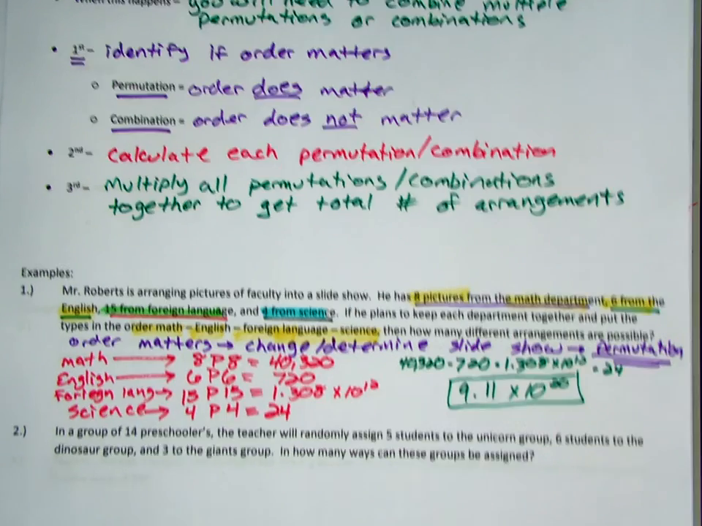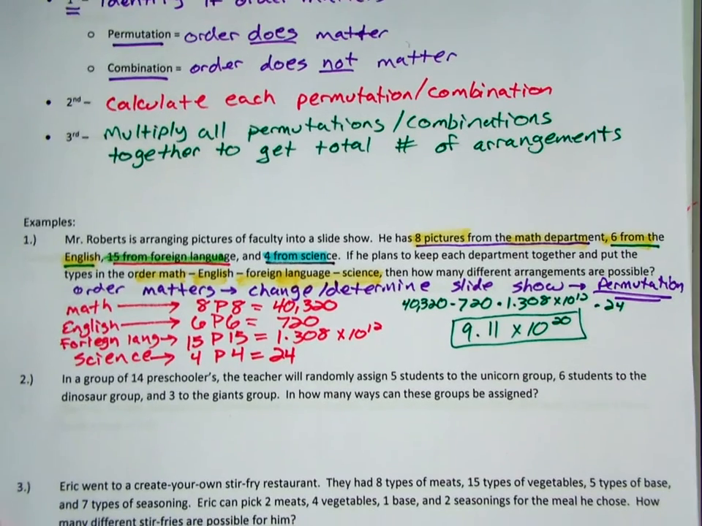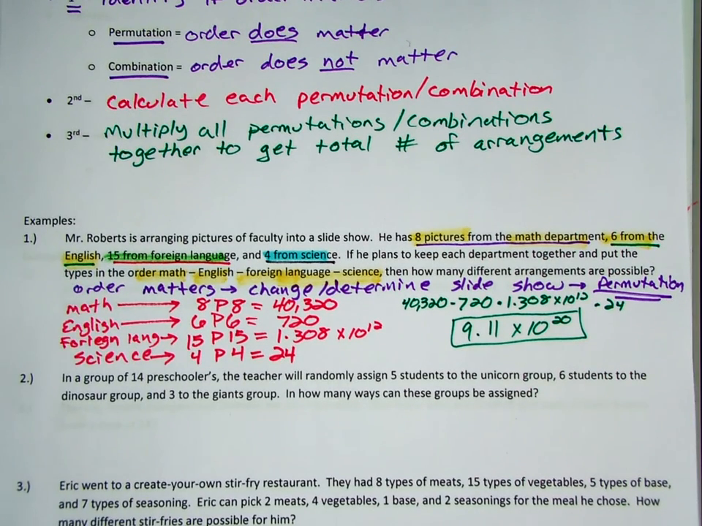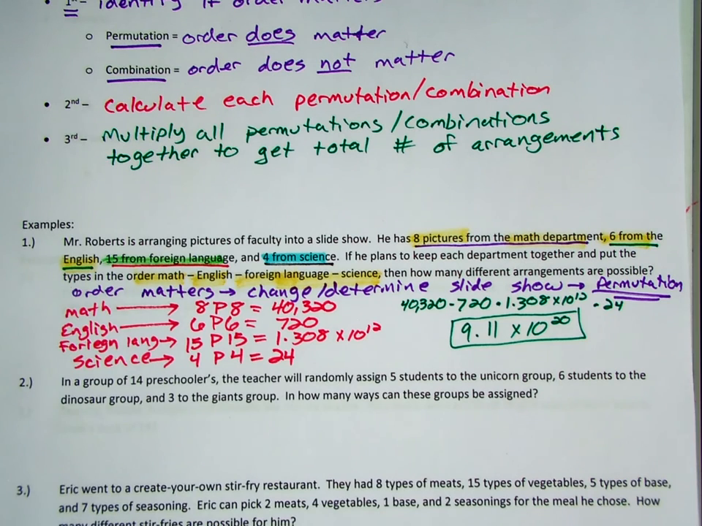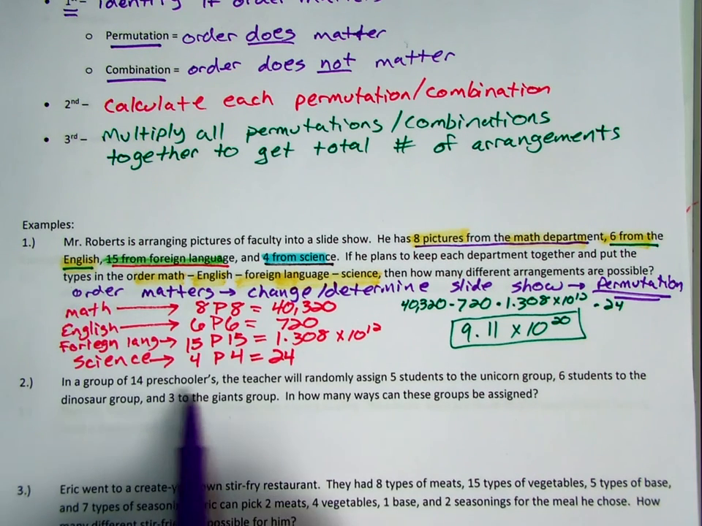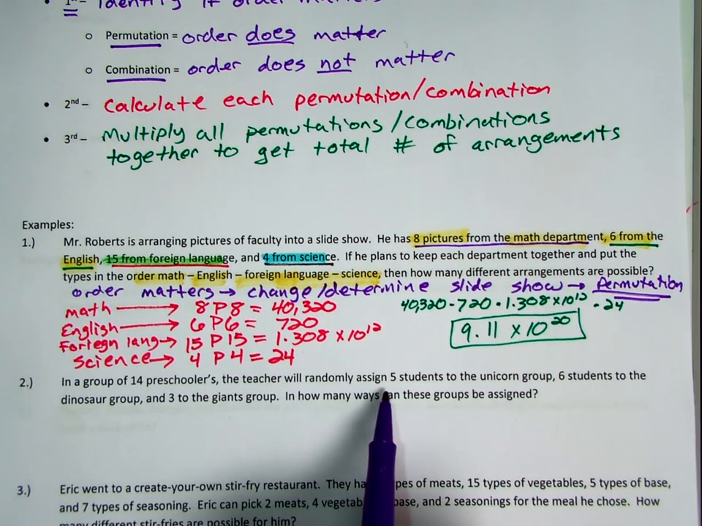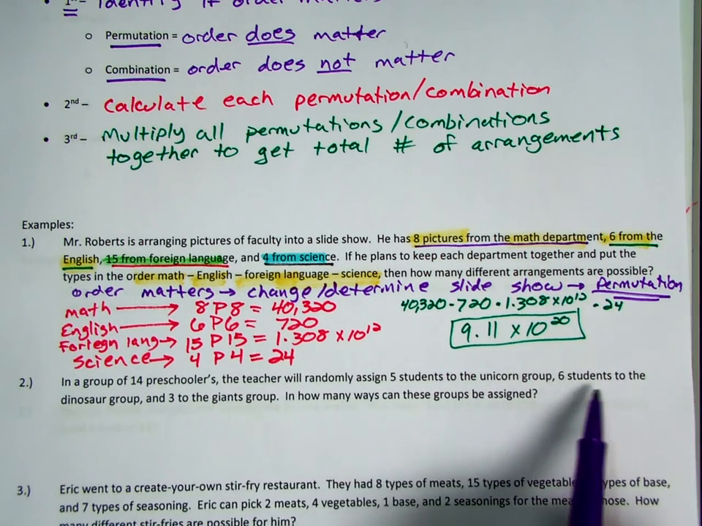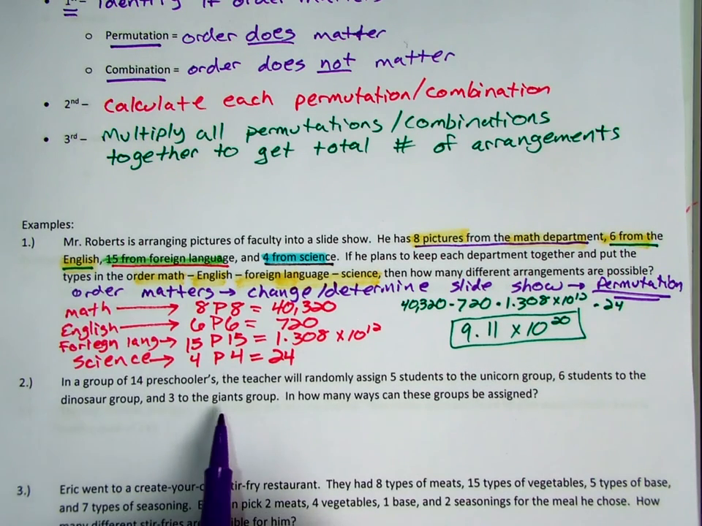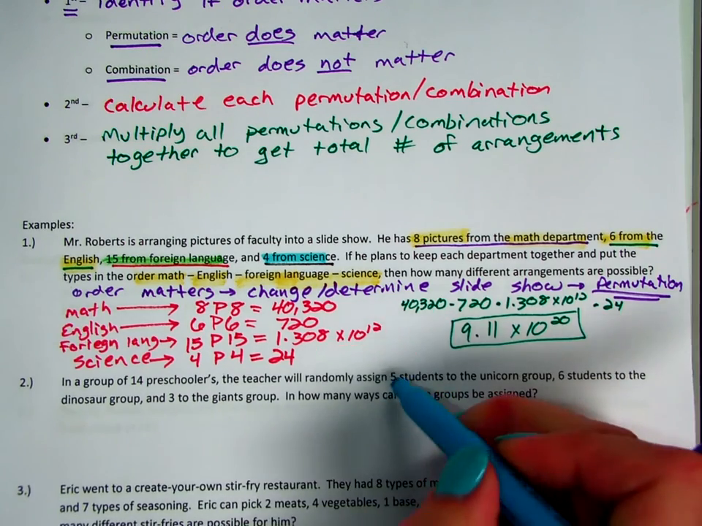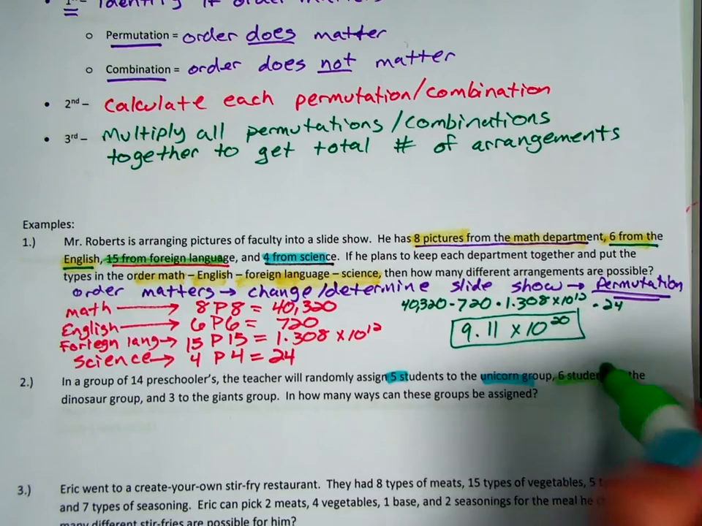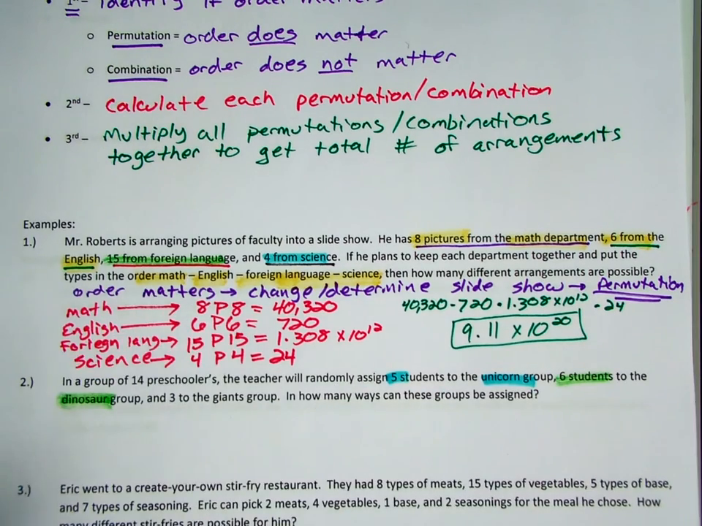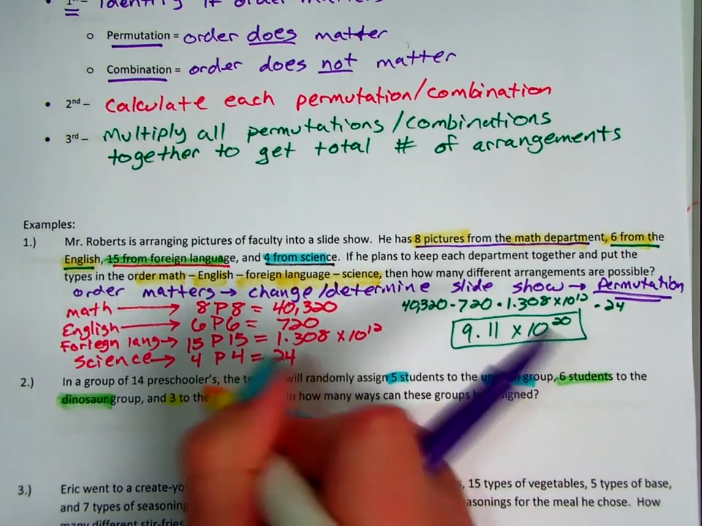Okay, so let's look at number 2 together as well. So let's read it to decide. Remember, first thing we have to do is identify, is it a permutation or is it a combination? So in a group of 14 preschoolers, the teacher will randomly assign 5 students to the unicorn group, 6 students to the dinosaur group, and 3 to the giants group. So we've got 5 unicorn, 6 dinosaur, and 3 giants.